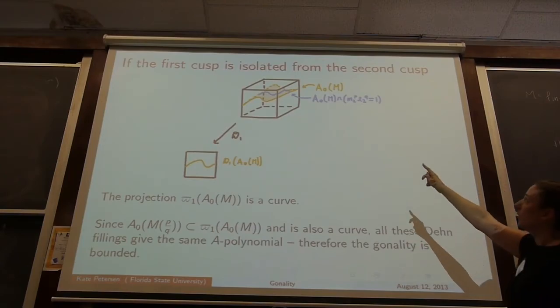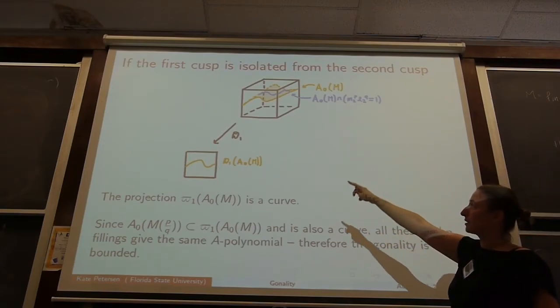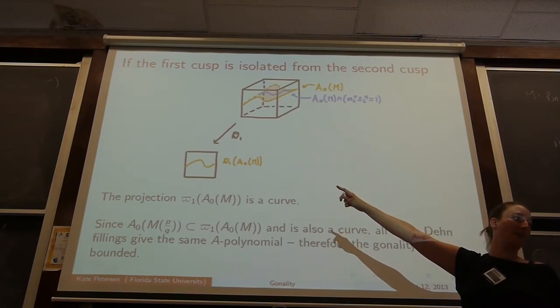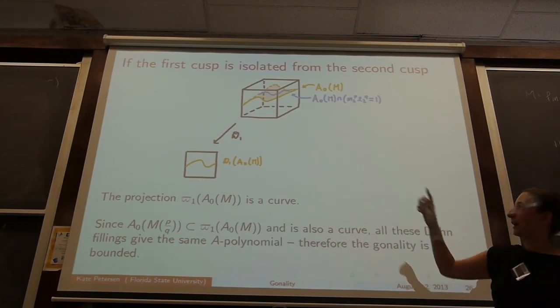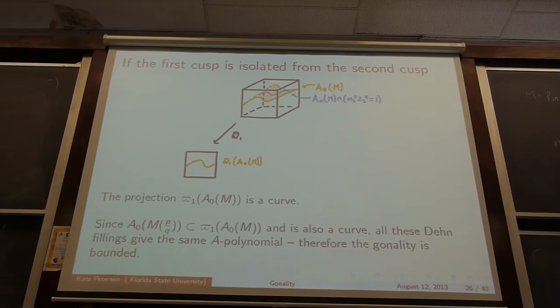But the blue curve has to project down to a curve, because the A polynomial is a curve. So it actually is supposed to be the same thing. And I can bound the gonality of the same thing. Infinitely many blue curves go to the same curve, so we're done.